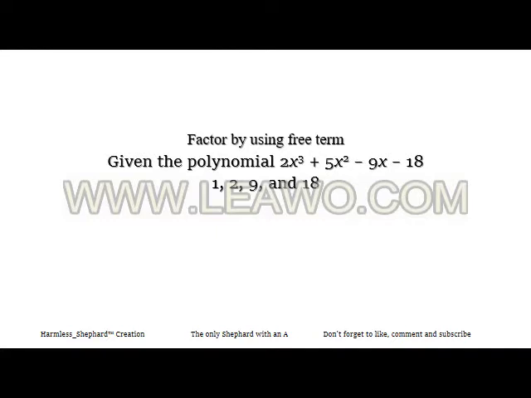So how are we going to do it? We substitute each of these factors for x in the equation to see which one will give us 0. We'll start by using minus 1, plus 1, minus 2, plus 2, minus 9, plus 9, and minus 18, plus 18. Once one gives us 0, we stop and then use that one to solve the rest.